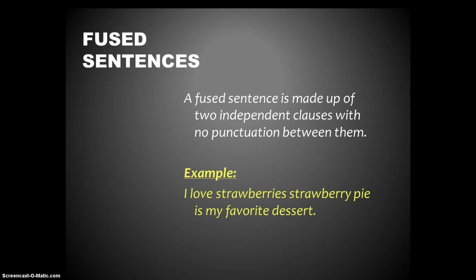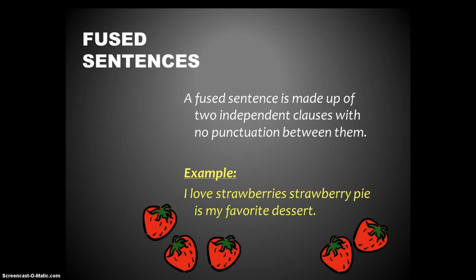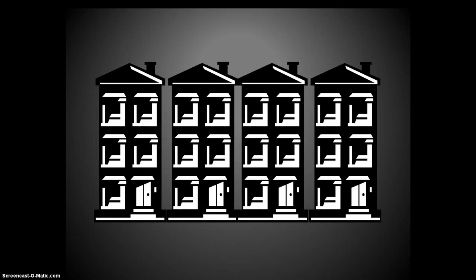Now, here's an example. If I say this sentence as it's written, I love strawberries, strawberry pie is my favorite. Not only will you think that I'm a crazy strawberry lady, you'll probably be a little confused. In fact, most of us wouldn't say the sentence as it's written. We would pause naturally after strawberries, because we recognize that this is the end of the first independent clause. Visually, if we use our analogy of independent clauses being like houses, a fused sentence is two houses or more with no fence or punctuation between them.